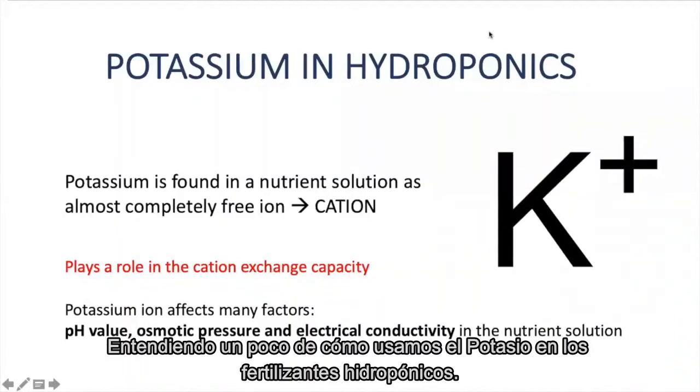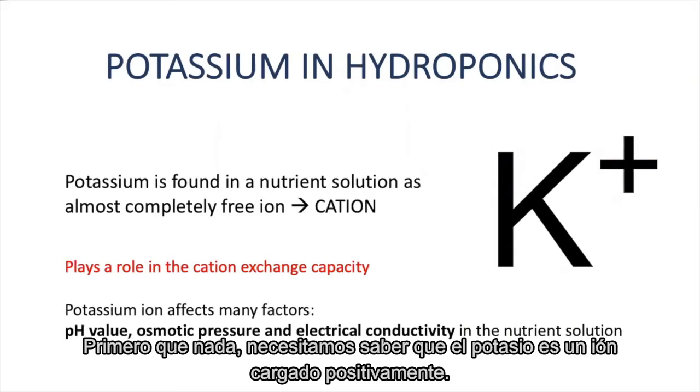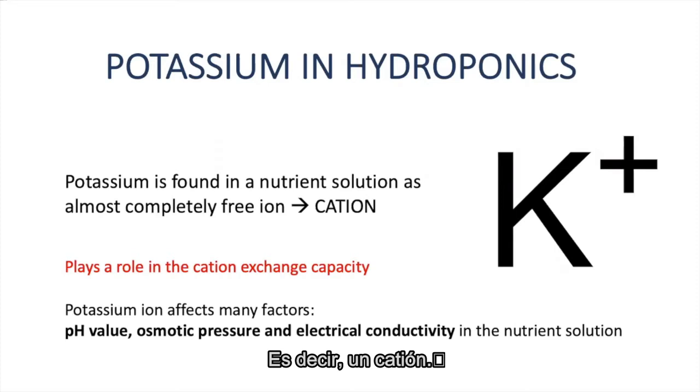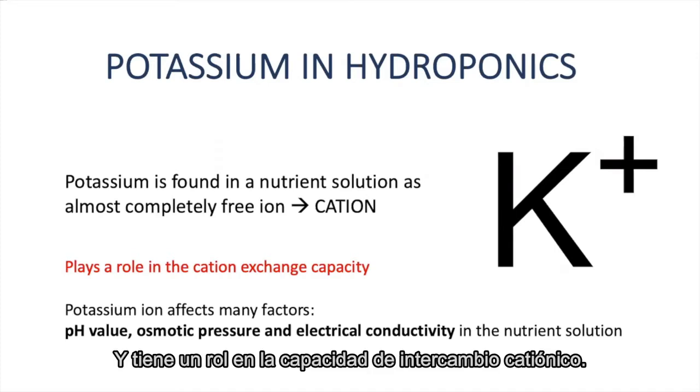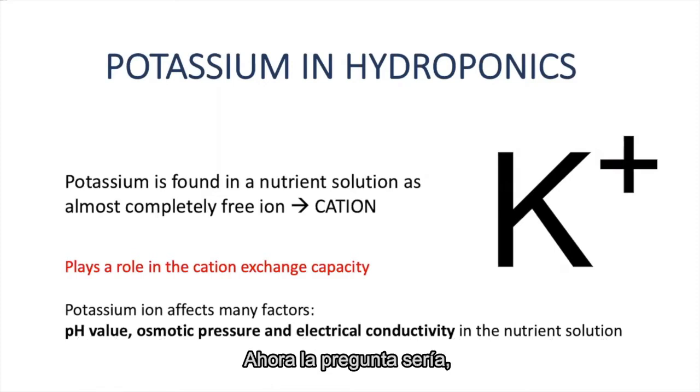Understanding a little of how we use potassium in hydroponic fertilizers, we first need to know that potassium is a positively charged ion, meaning a cation, and plays a role in cation exchange capacity. Therefore, potassium levels can directly affect pH value, osmotic pressure, and electrical conductivity. Now, the question will be: how much potassium do you need?